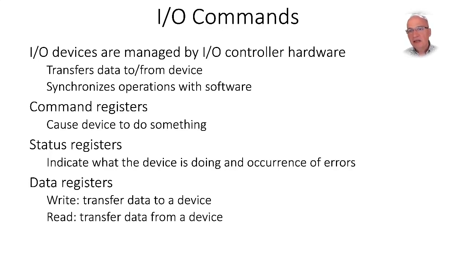And then we have data registers. I can write to the data registers, which means that I'm transferring data to the device, or I can read from the data registers, which means that I am transferring data from the device into probably some register, or in some systems I could be doing a transfer between the device and the memory. But if I'm reading a data register, most likely I am doing a transfer between a data register in the device and a register in my processor.